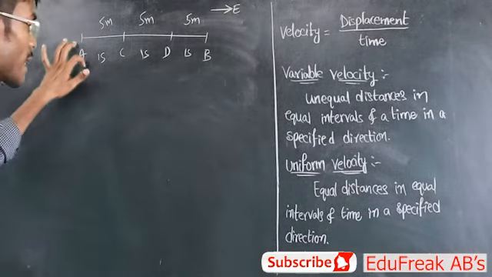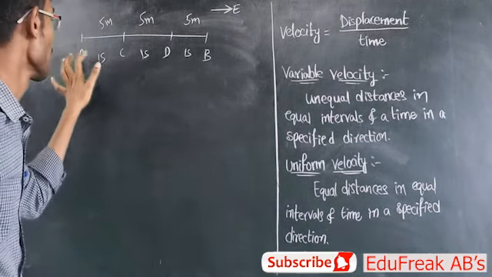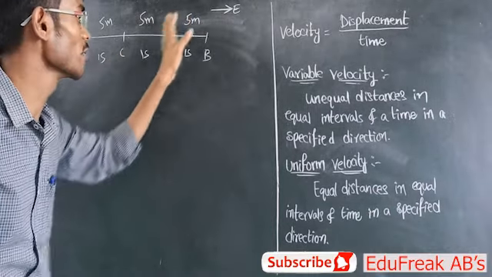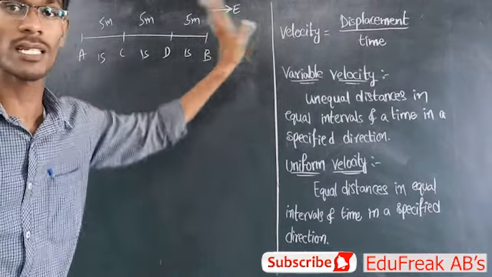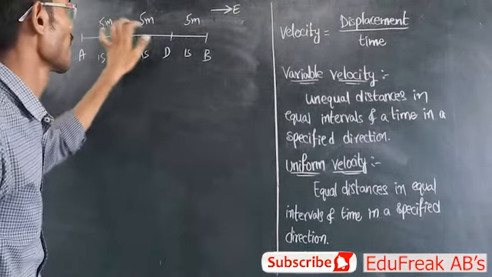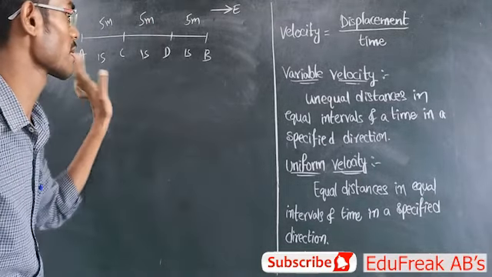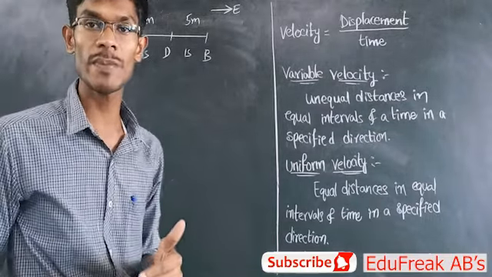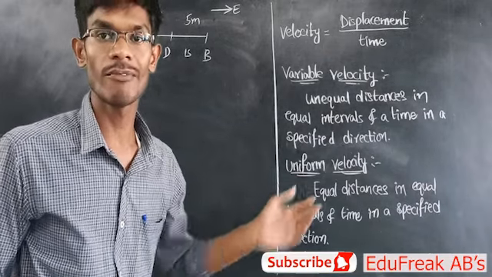Whenever it has started its journey from A to B, A to C moving towards east, C to D moving towards east, D to B also moving towards east, it means there is no change in the direction. And whatever the distances or displacements covered, 5 meters, 5 meters, 5 meters, the time taken is 1 second, 1 second, 1 second. So equal displacements in equal intervals of time, we will represent as uniform velocity.